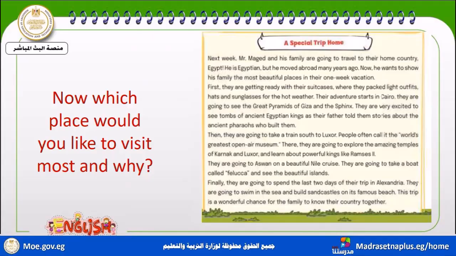First, they are getting ready with their suitcases where they pack light outfits, hats, and sunglasses for the hot weather. Their adventure starts in Cairo. They are going to see the great pyramids of Egypt and the Sphinx.